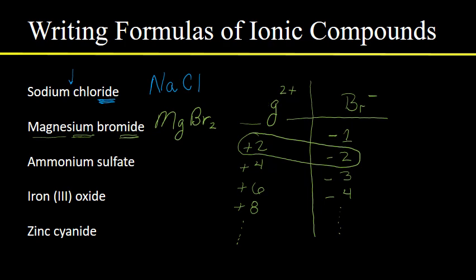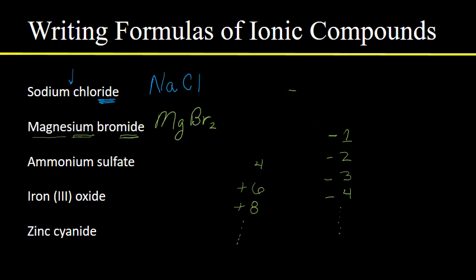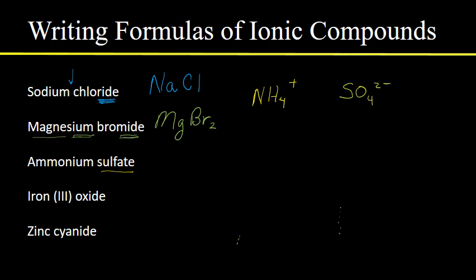All right, now let's look at ammonium sulfate. Ammonium is one of those polyatomic cations that we learned. Ammonium has the formula NH4 and a charge of +1. Sulfate is one of the oxyanions that we remembered, and that's SO4 2-.